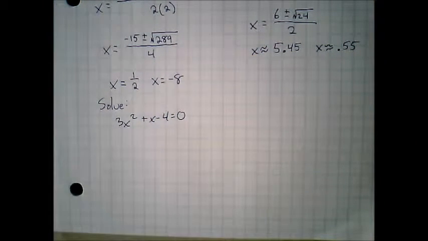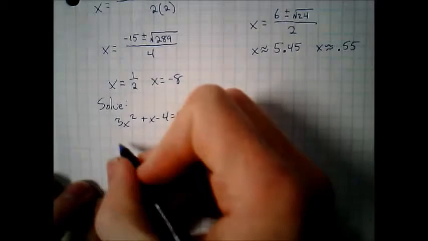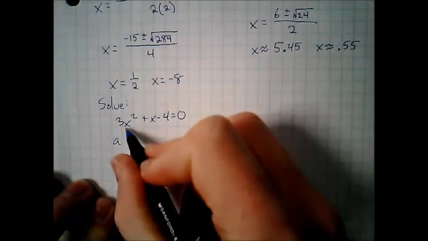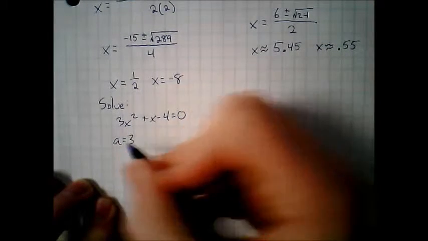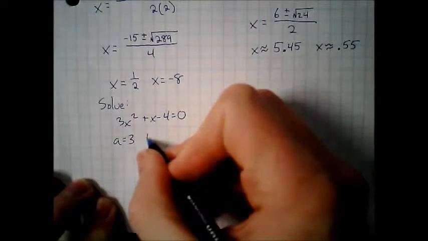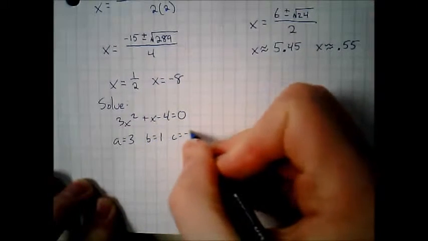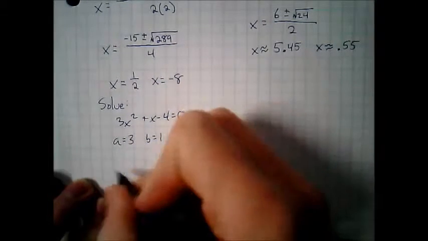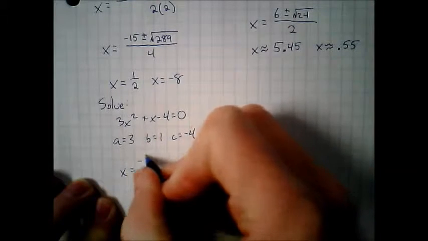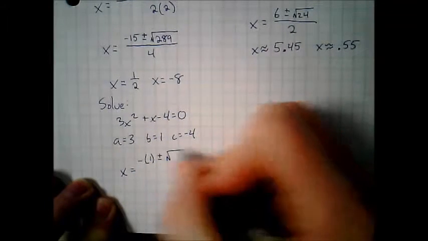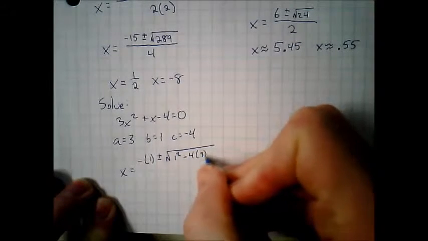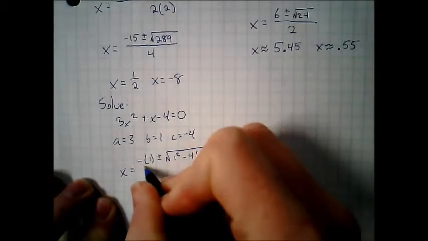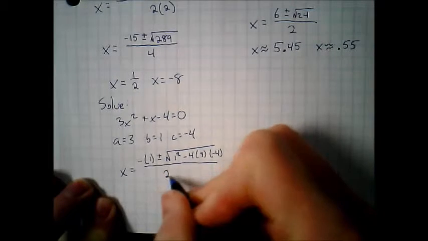You're solving this using the quadratic formula. Okay, so we have a quadratic equation. It equals 0, so let's identify our values that we're substituting in. A equals 3, B equals 1, C equals -4. So x equals the opposite of b, plus or minus the square root of b squared minus 4 times a times c, all divided by 2 times a.